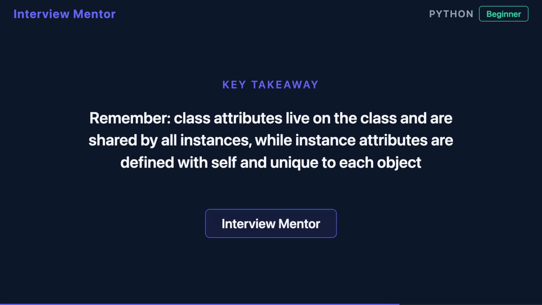Remember, class attributes live on the class and are shared by all instances, while instance attributes are defined with self and unique to each object. Master this, and you'll avoid a whole category of confusing bugs.